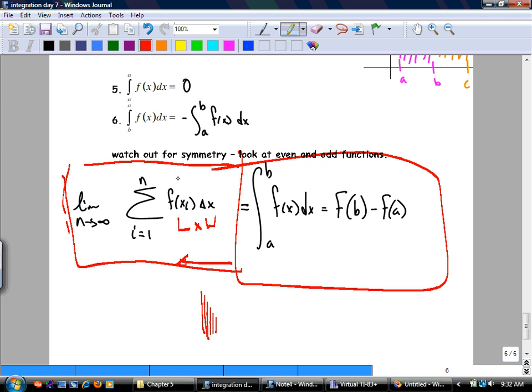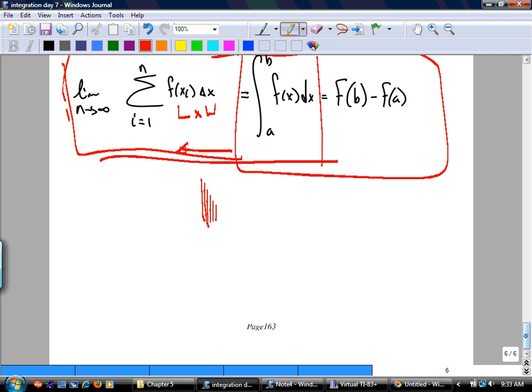I can't be any more blunt than that. I'm going to ask you to make this connection. So, you'll see on the practice test for chapter 5, but I will write it in sigma notation and I'll say, how would you write it in integral notation? Or I'll write it in integral notation and I'll say, how do you write this in sigma notation?